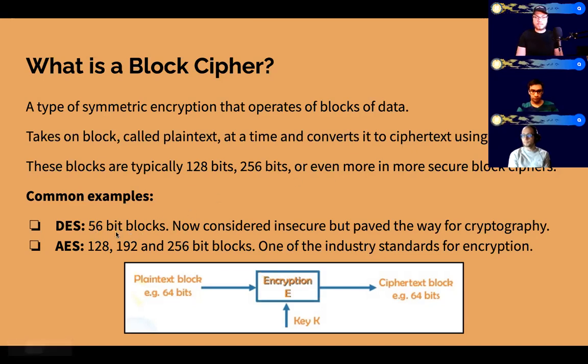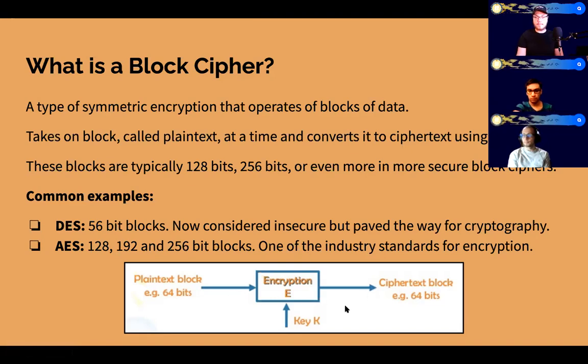Some of the most common types of encryption algorithms nowadays are DES and AES. There are a lot of other ones, but I just put these two for examples. DES paved the way in cryptography, and it's been around for a long time. But because it uses 56-bit blocks, it's pretty insecure and no one recommends you use it nowadays. The more secure one, and one of the industry standards, is AES, the Advanced Encryption Standard. With that one you can pick between block sizes of 128, 192, or 256 bits.